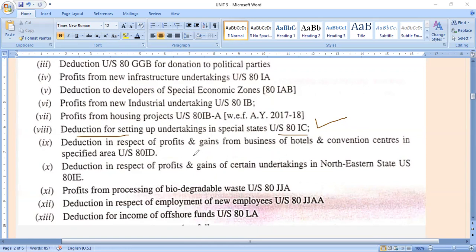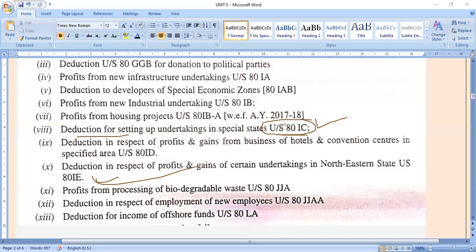Sir, if you see the 10th point, special states in northeastern states are different, no, sir? Again, see, you can see 80 IE is mentioned. Okay, here also setting up of undertakings in case of 80 IC. Sir, will Jammu Kashmir come under the special states? No, now it is not continuing as a special state. Yes, that is removed.